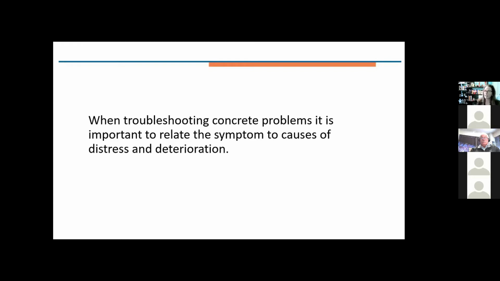So it is important to be able to identify symptoms, know why they occurred, and if it is a problem for you, but also to determine if it's going to cause further distress and deterioration in your structure. So band-aiding a blemish may cause further deterioration, or it might be the suitable solution for you if it's only an aesthetic issue.